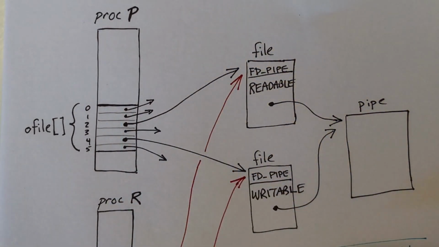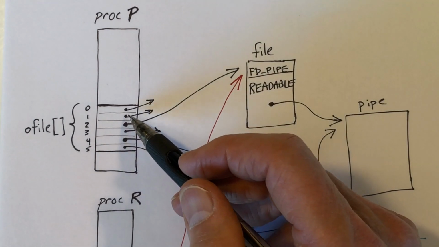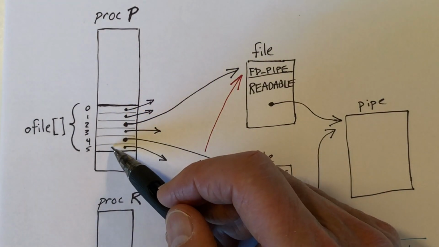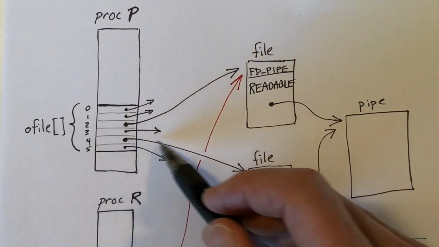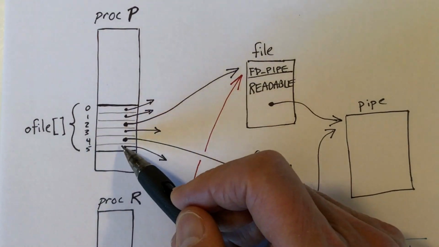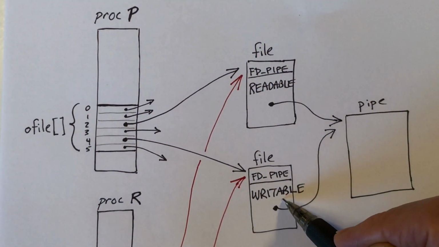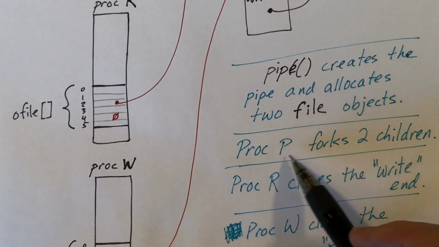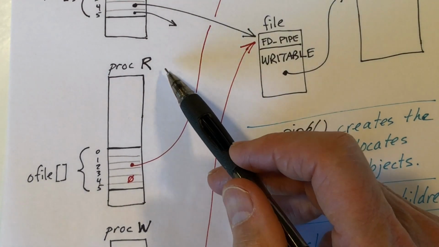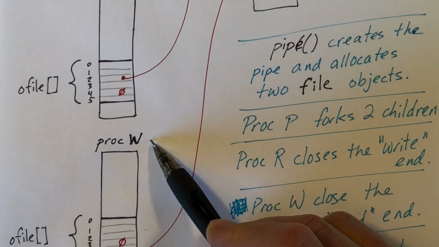So after the pipe system call, this is the situation we have. The system call will find some empty slots in the file descriptor array, and it will use those, and it will return those numbers, in this case 2 and 4, to the user mode process, so it can refer to either the read end or the write end. Now let's assume that this process forks a couple of children. One child will be a reader process, and the other child will be a writer process.